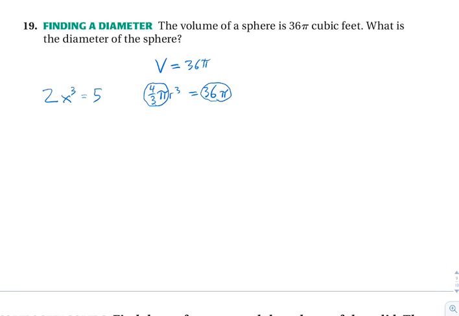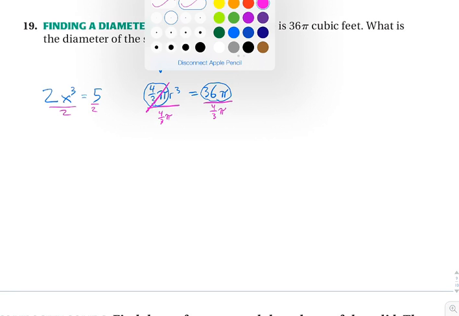So I'd say, okay, if I wanted to solve this thing over here on the left, I'd just divide both sides so I could get x by itself. So I'm going to divide by 4/3 pi on both sides. Okay, so now I've gotten rid of the entire number that was there. You could do it in steps.